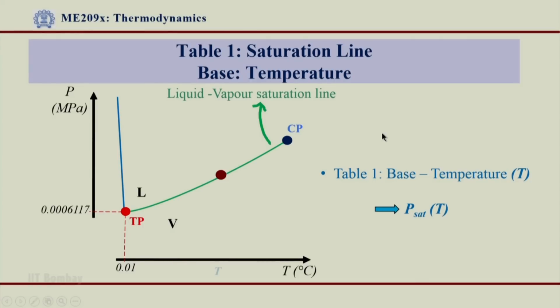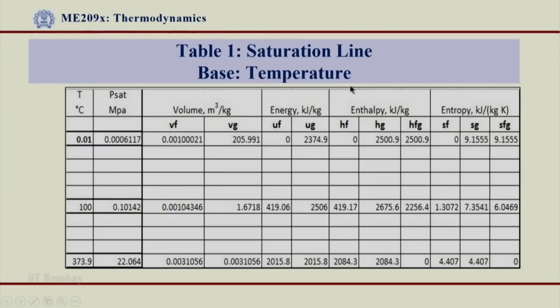How do I get that? Here I have been given that this system is at a particular temperature. I just locate that point on this line, I go vertically up, I locate this point of intersection on this LV saturation line, and corresponding to that, whatever pressure I get is what we call saturated pressure at this temperature. Table 1 gives these parameters. So, this is my table 1.